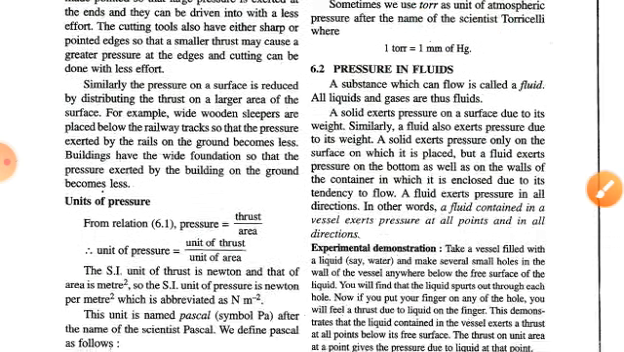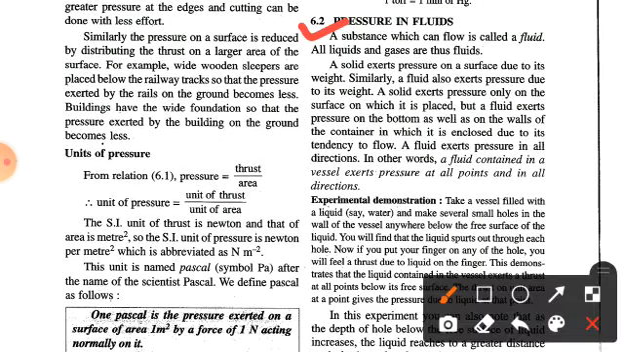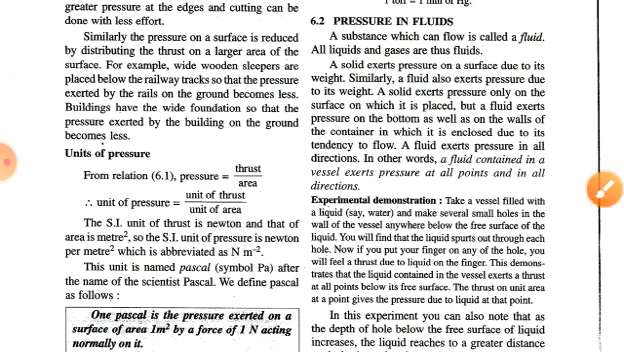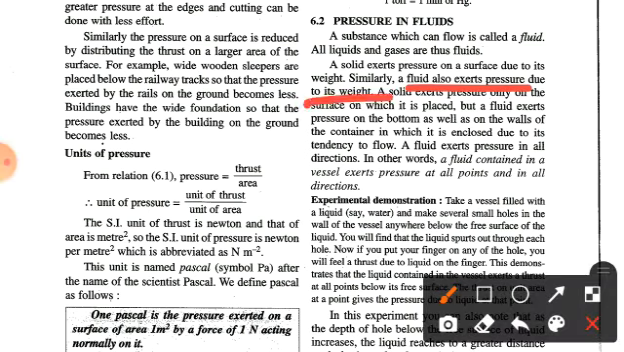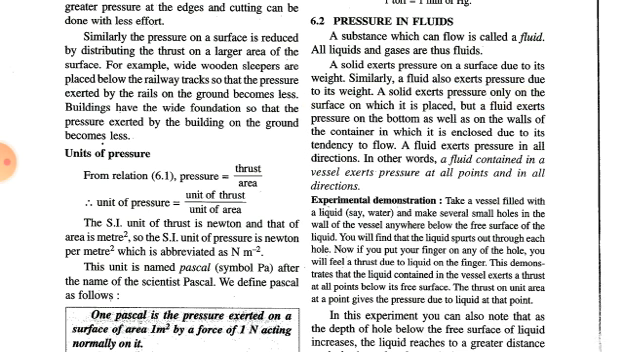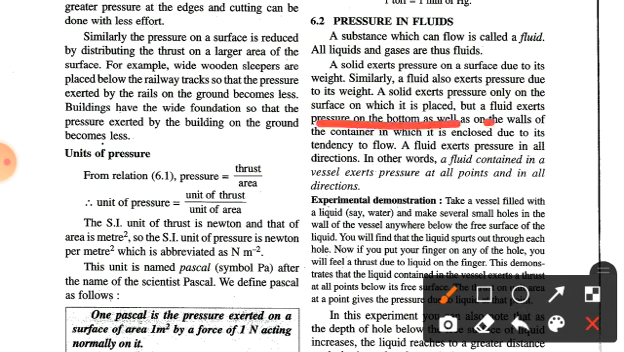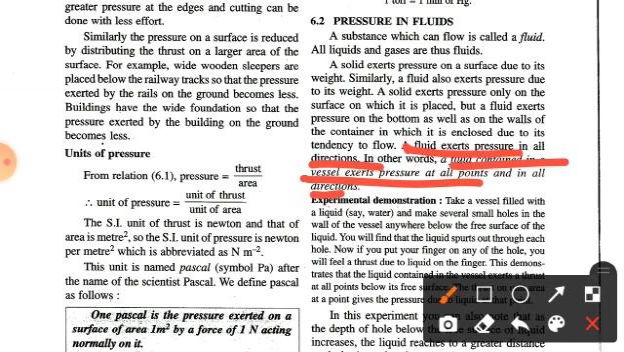Clear? Now we will discuss the pressure in fluids. A substance which can flow is called a fluid. You know very well that all liquids and gases are fluids. A solid exerts pressure on the surface due to its weight. Similarly, a fluid also exerts pressure due to its weight. A solid exerts pressure only on the surface on which it is placed, but a fluid exerts pressure on the bottom as well as on the walls of the container in which it is enclosed, due to its tendency to flow. So you can see here a fluid exerts pressure in all directions. In other words, a fluid contained in a vessel exerts pressure at all points in all directions. Clear?